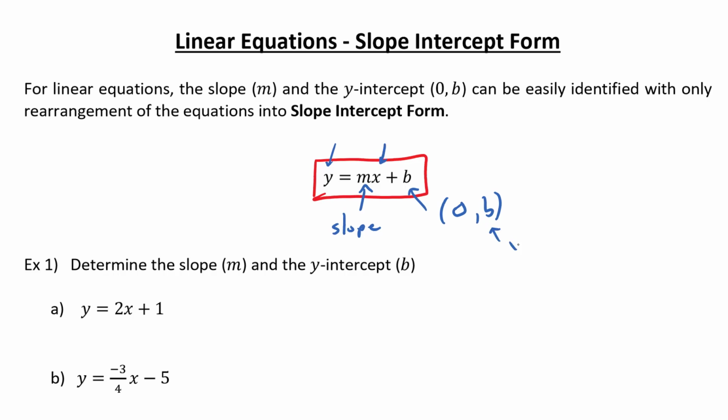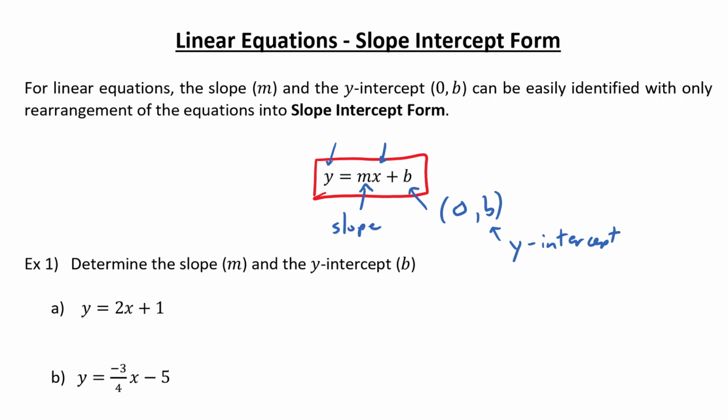This coordinate is your y-intercept, the spot where your line crosses the y-axis. Let's now examine this in closer detail.